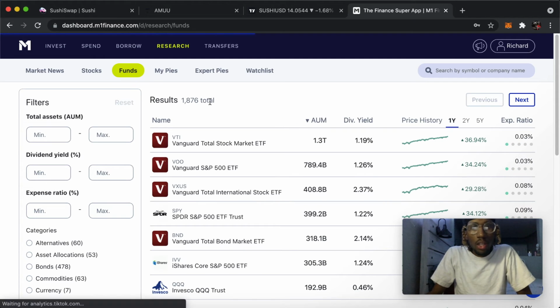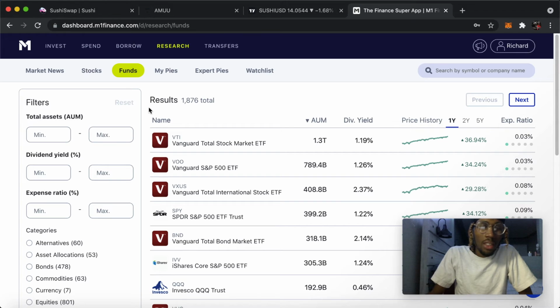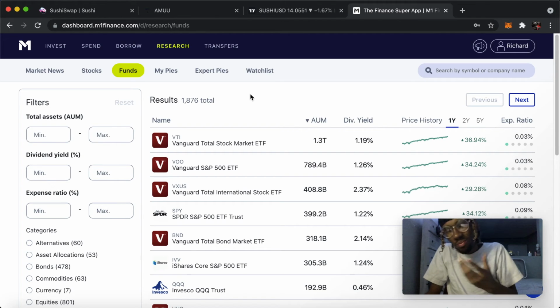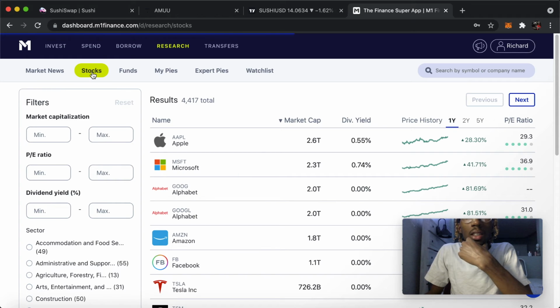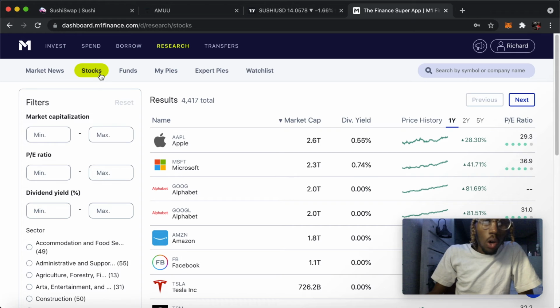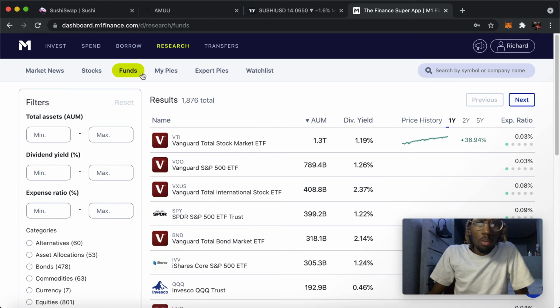The fund page. This is basically mutual funds. Now, I wouldn't really say this is a beginner type of thing. I wouldn't really mess with mutual funds. I would actually stick with the stocks. Learn stocks, learn how they move, learn dividend stocks before you move on to mutual funds and bonds and all that other type of stuff. But mutual funds are also good as well. They pay out dividends.